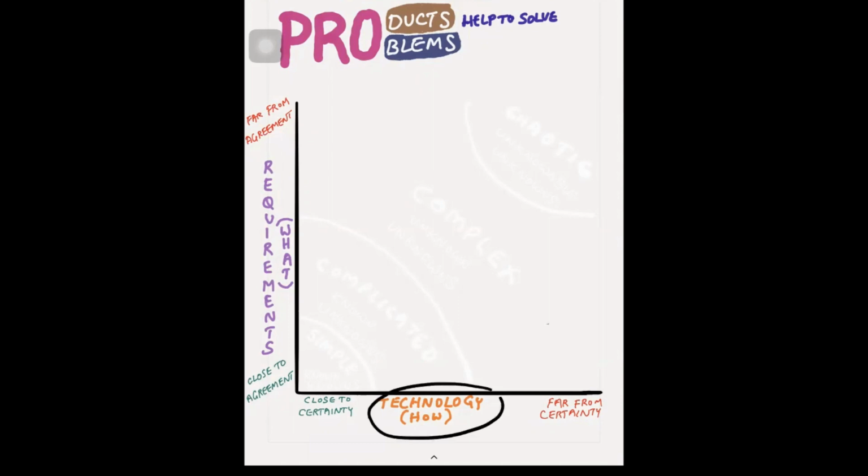X-axis parameter is technology. That means the how part, the solution for the problem, which is ranging from close to certainty. That means the entire solution step by step, very crystal clear, known upfront, to far from certainty. That means you don't know where to start solving the problem. So based on these 2 parameters, you can categorize any problem into 4 fundamental types.